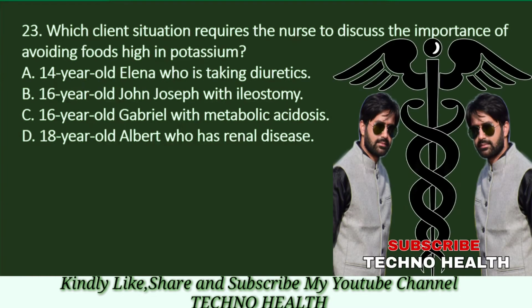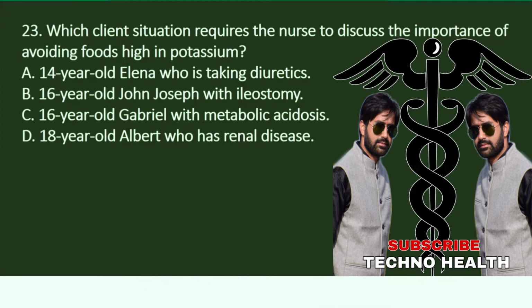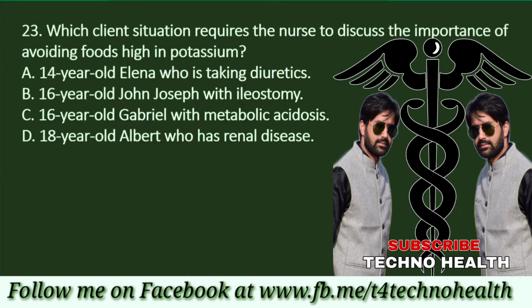Question 23. Which client situation requires the nurse to discuss the importance of avoiding foods high in potassium? A. 14-year-old Elena who is taking diuretics. B. 16-year-old John Joseph with ileostomy. C. 16-year-old Gabriel with metabolic acidosis. D. 18-year-old Albert who has renal disease.